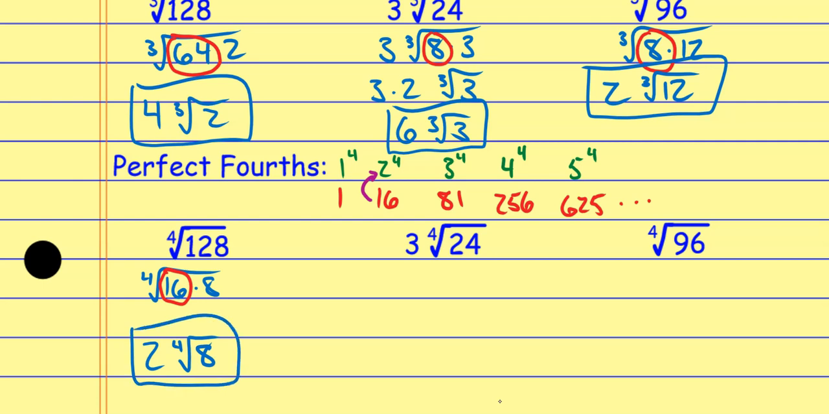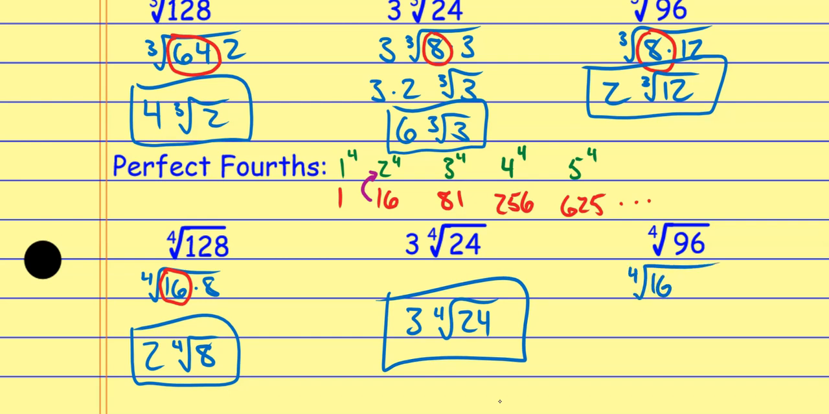Okay? But this is how all roots work. I consult this list. If I look at the next one, I'm looking for a perfect fourth that divides evenly into 24. Well, as I look across this list, there isn't one. Okay? This one literally can't be simplified anymore because I don't have anything from that list that can go into this guy. So I just say, hey, there it is, done. Okay? The next one, same kind of thing. That's a 16 times 6. And once again, the 4th root of 16 is a 2.